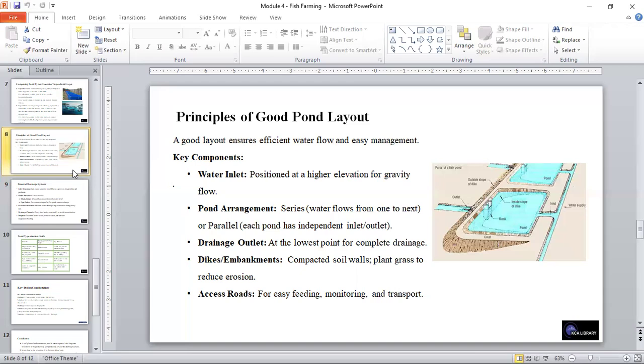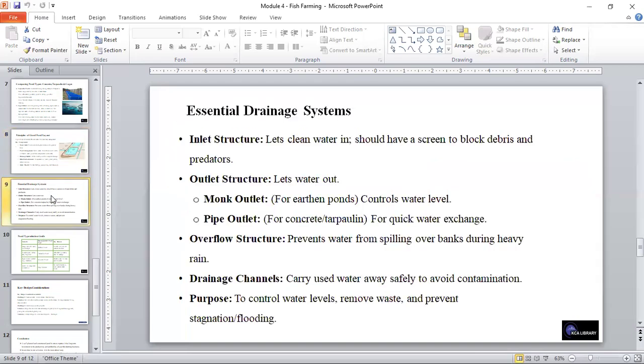Then access road is another key component for a good pond layout. So access road is for easy feeding, monitoring, and transport. Essential drainage system. You have the inlet structure. This lets clean water in and should have a screen to block debris and predators.